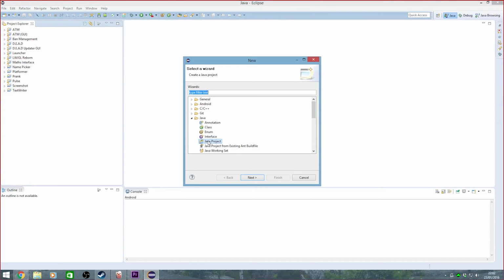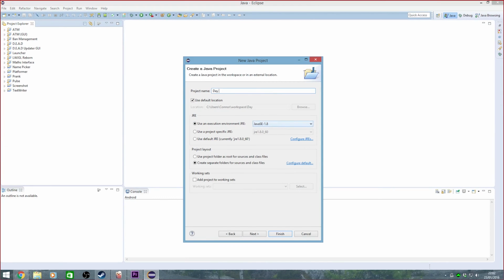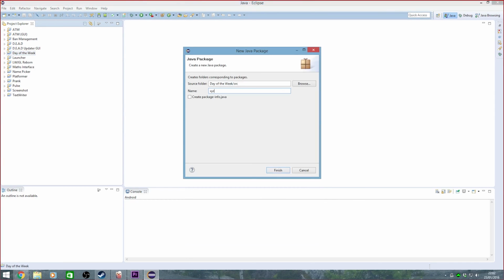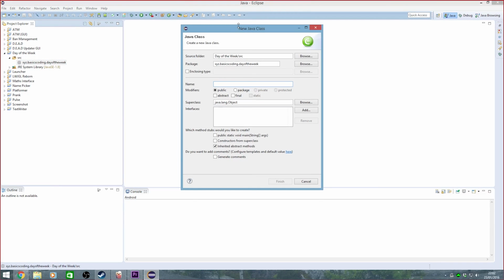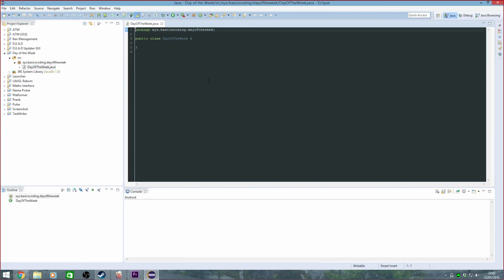Today I'm going to be showing you how to make a day of the week calculator using the Zeller algorithm. So basically how this will work is it will require a date, as in date, month, and year, and it'll calculate the day of the week that date corresponds to.